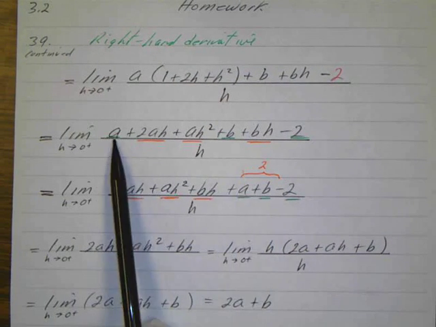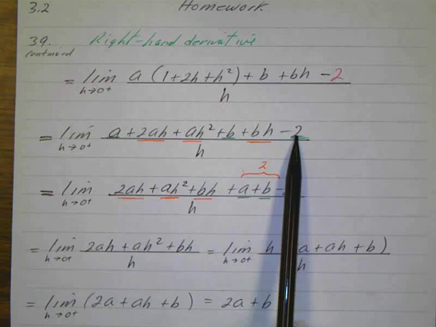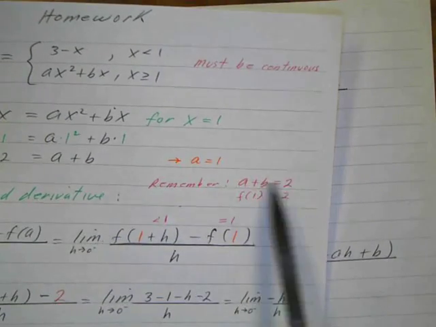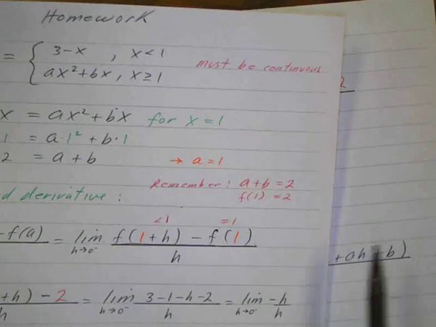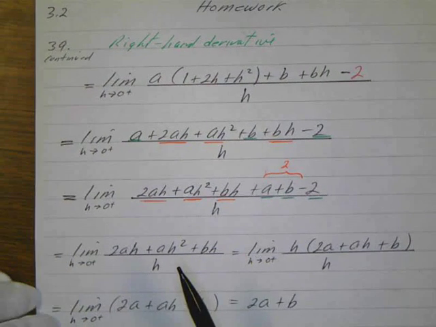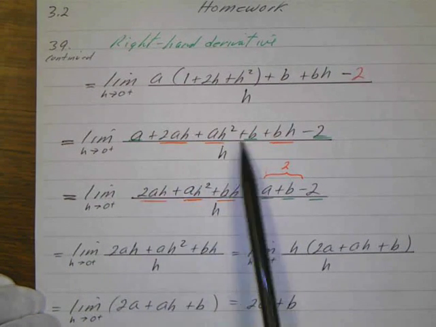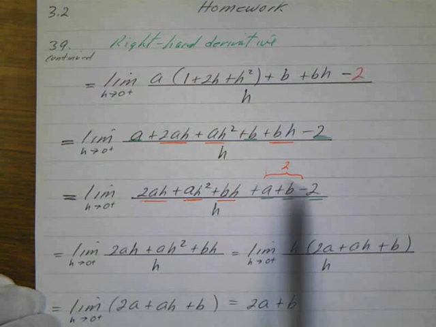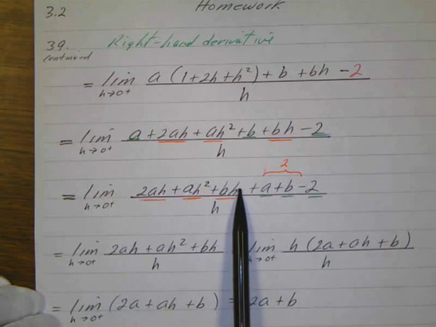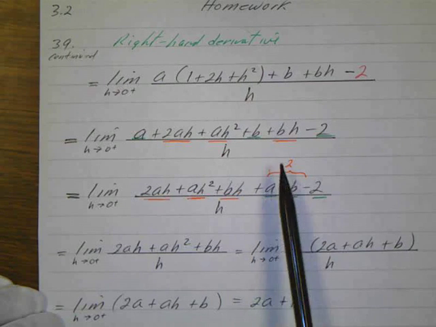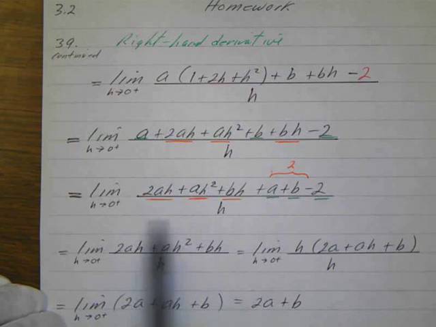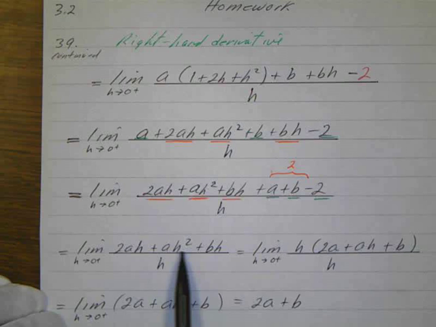And what I'm going to do is group my a plus b and my negative 2, because what was a plus b? Remember, a plus b was what? Way over here, if we look back, a plus b is 2. So I group that, I underline them in green, and I put the a, b, and negative 2 over here. And I put everything else, the 2ah, the ah squared, and the bh, the terms containing h, over here. But what was a plus b? We just said that was 2. What's 2 minus 2? 0. So it goes away. So I just have this: 2ah plus ah squared plus bh over h.